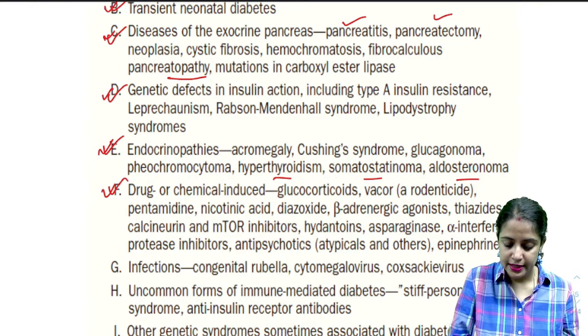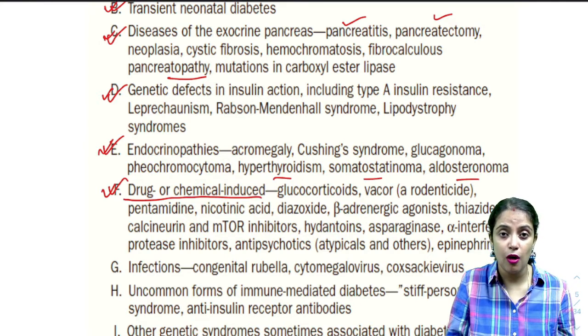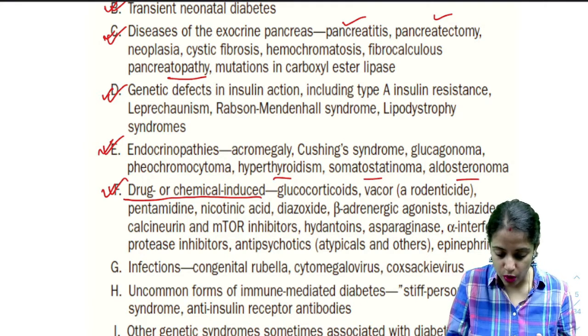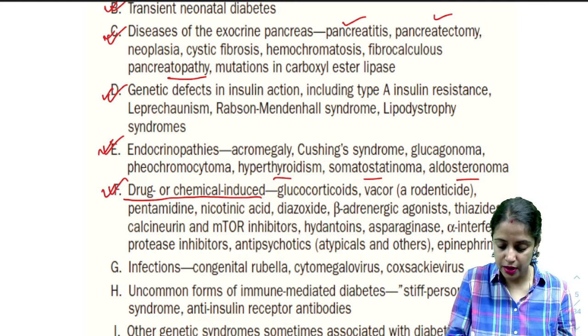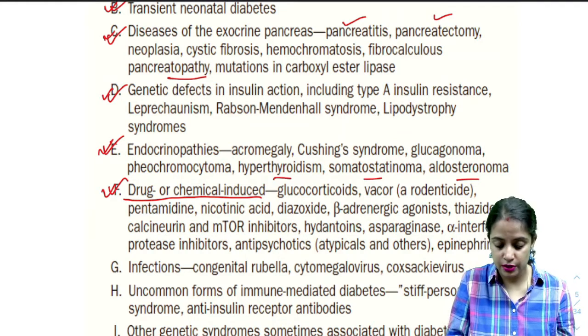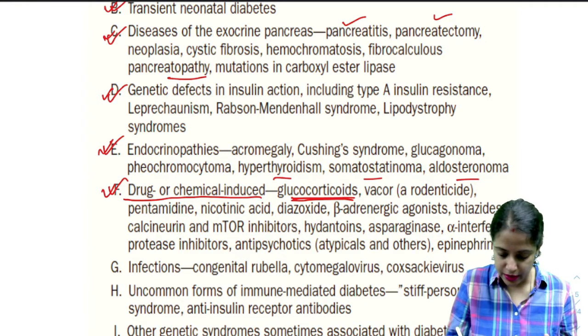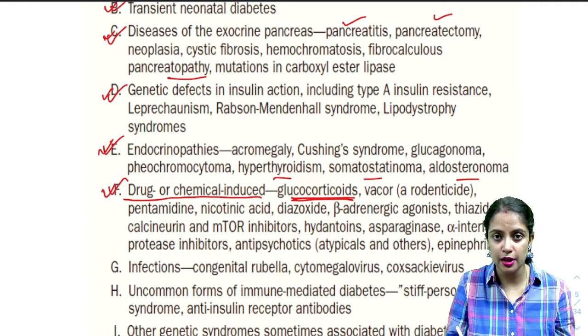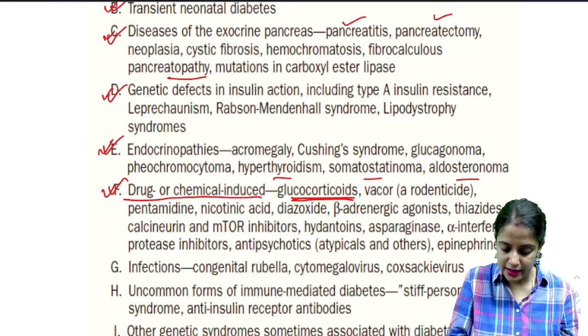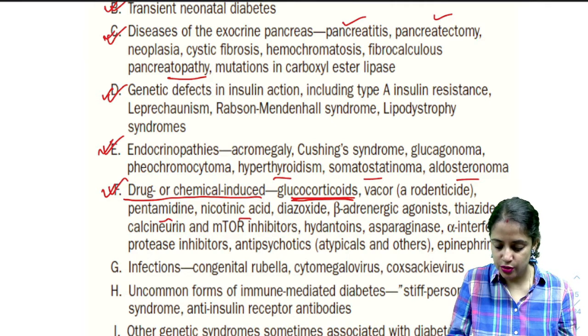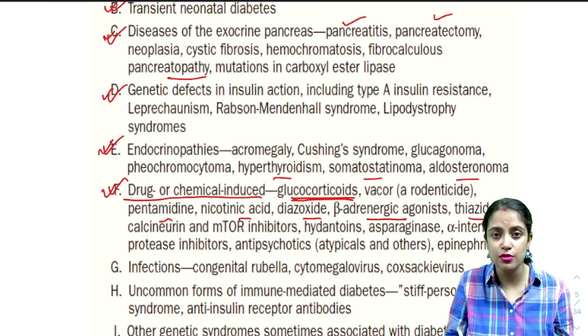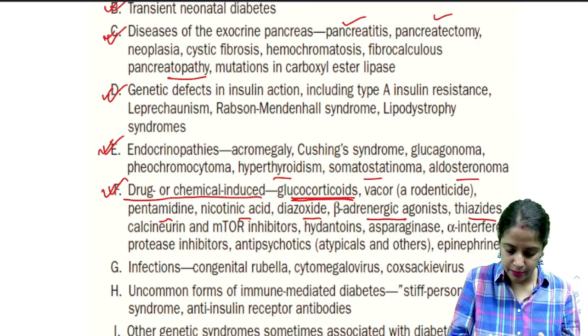Diabetes may be a result of certain drug use or chemical induced diabetes. A very good example is steroid induced diabetes: long term use of high dose glucocorticoids results in the development of diabetes. That is one of the common examples of drug induced diabetes. Others include pentamidine, nicotinic acid, diazoxide, beta agonists, and thiazides. There are so many drugs; the list is long.